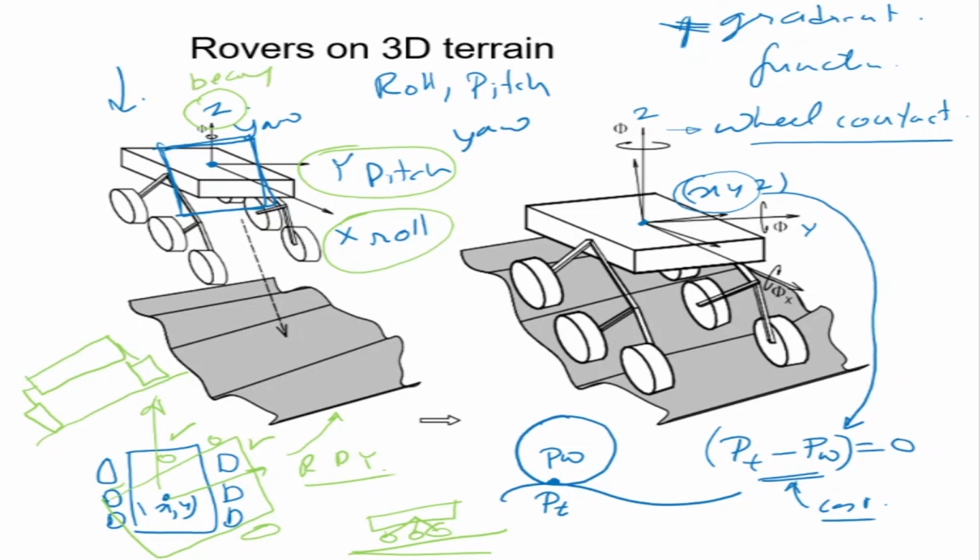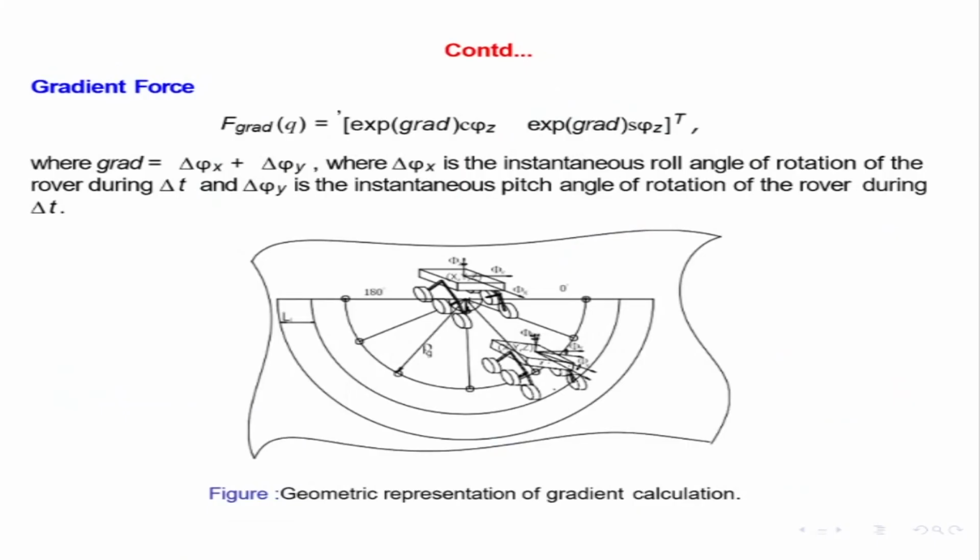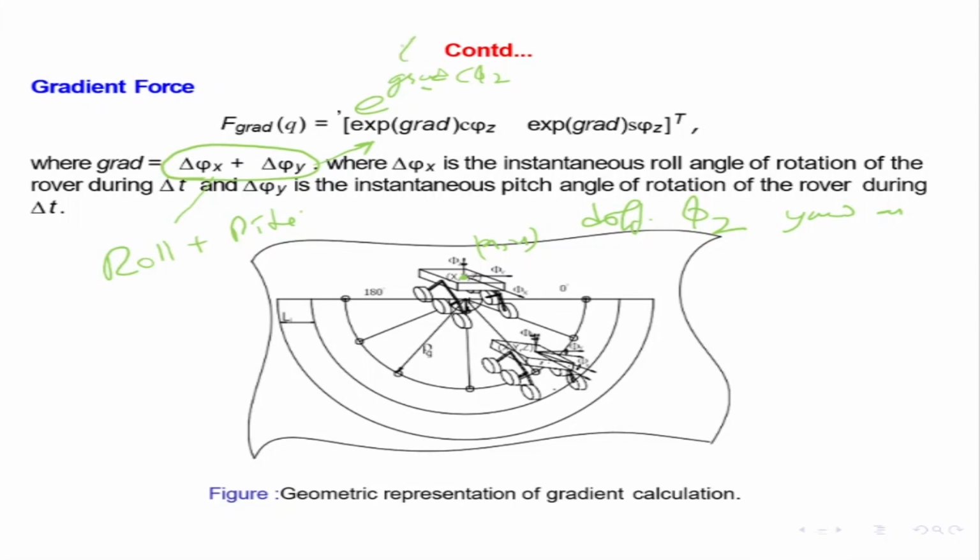So what we do when the rover is standing at a particular xy, for different phi z, which is the yaw angle, is compute the sum of the roll and the pitch. The gradient force that is being used is the exponential of this function. So it is e raised to grad into cos phi z. And what is grad equal to? Grad is equal to the sum of the roll and the pitch angles.